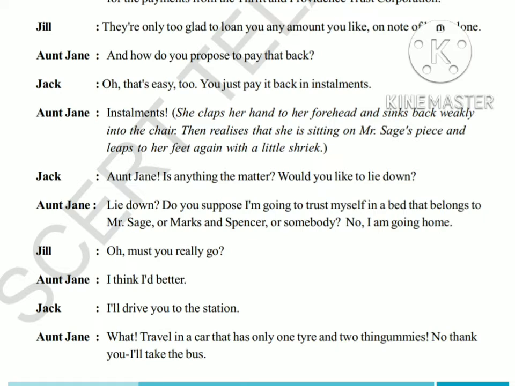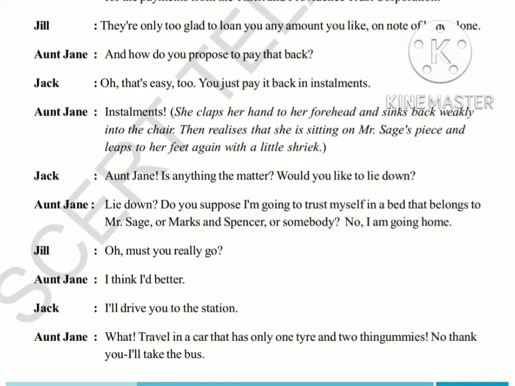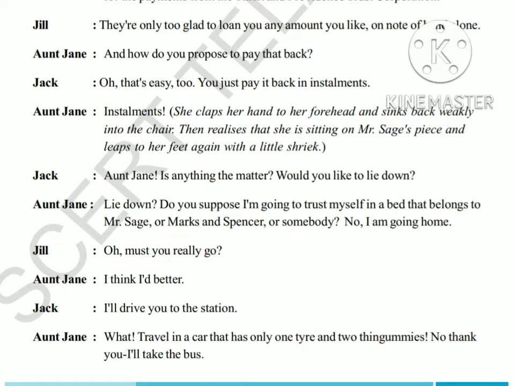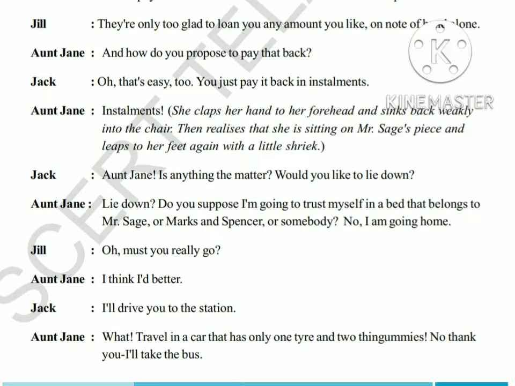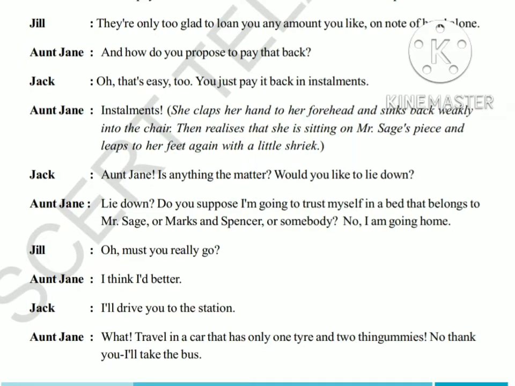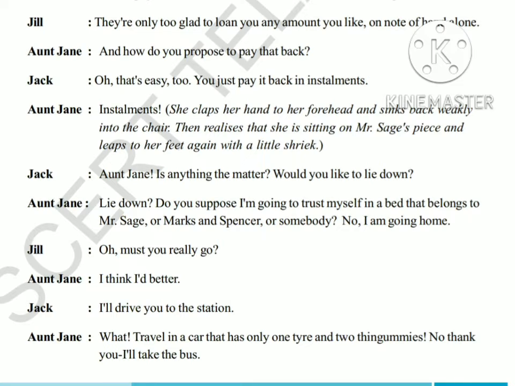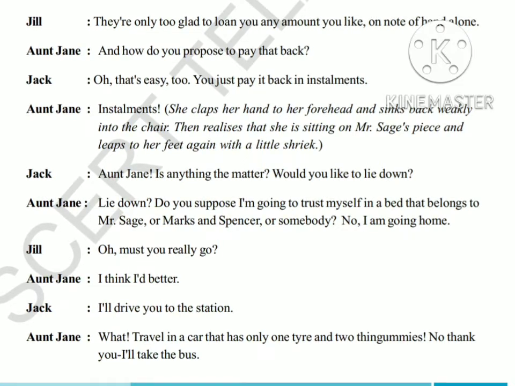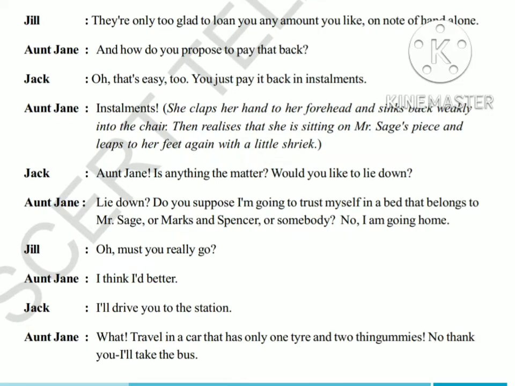Actually, Aunt Jane says that you don't even have furniture. Your furniture may be someone's, Mr. Sage's or Marks or Spencer's or someone else's. If you have something by yourself, your own, only then will I lie down on such a comfortable sofa or a cozy bed.